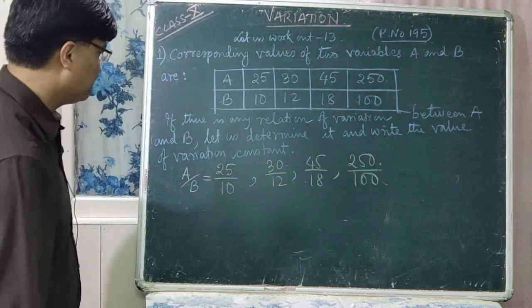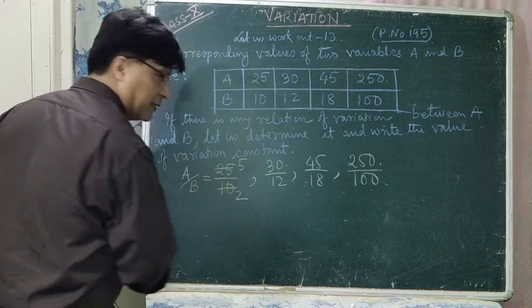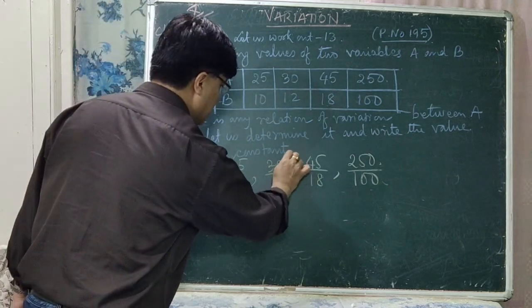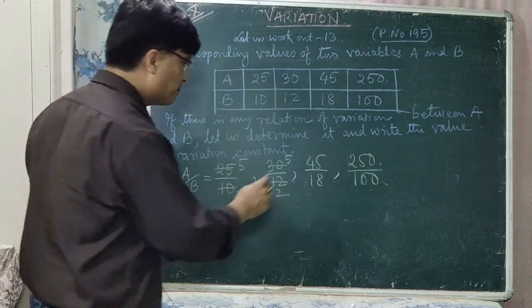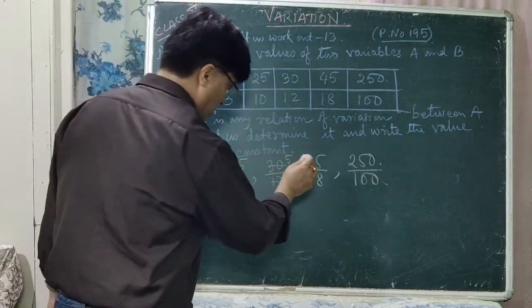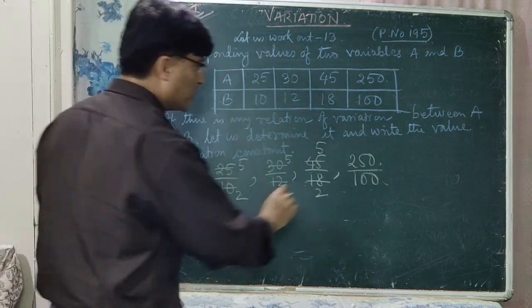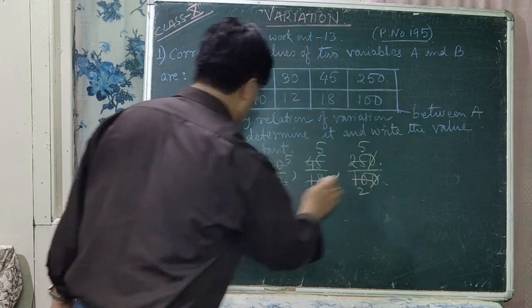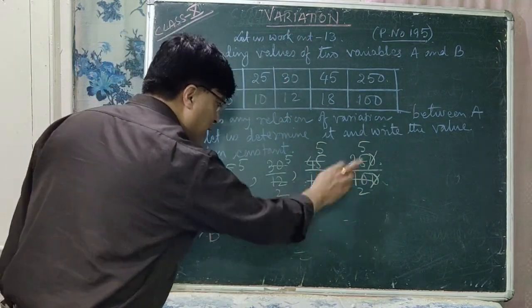Let us check it. This is 5 5s are 25, 5 2s are 10, right? This is 6 5s are 30, 6 2s are 12, right? This is also 5 by 2. And this one is 9 5s are 45, 9 2s are 18. Here also 0 0 gets cancelled. 5 5s are 25, 5 2s are 10. That means we are getting A by B. All are equal here, isn't it?